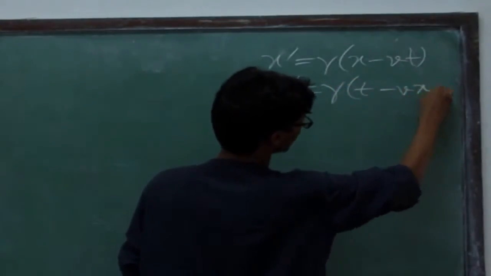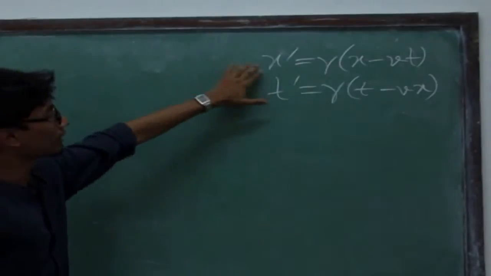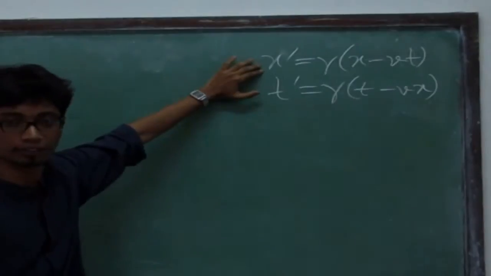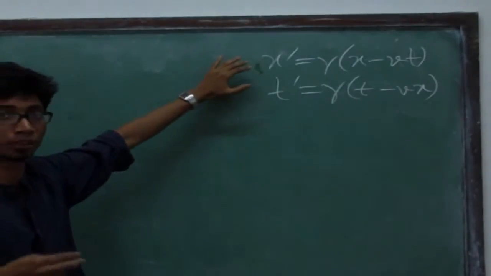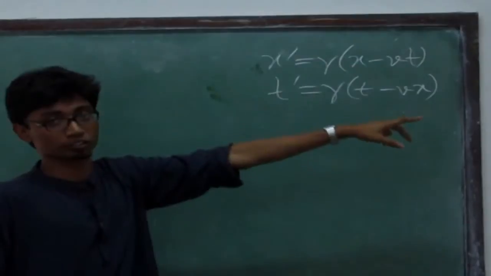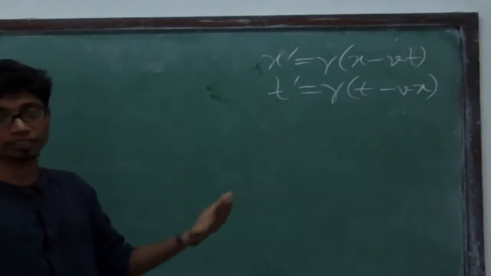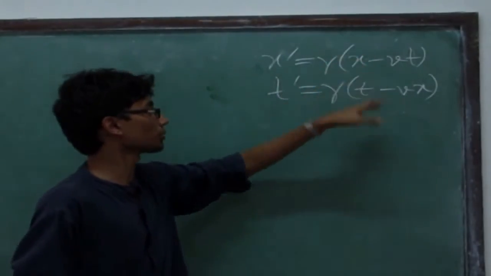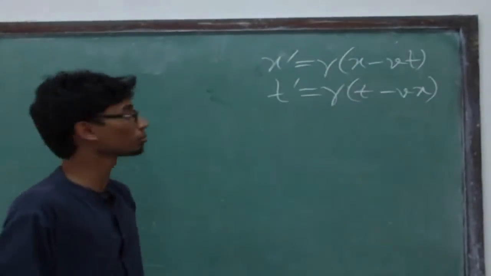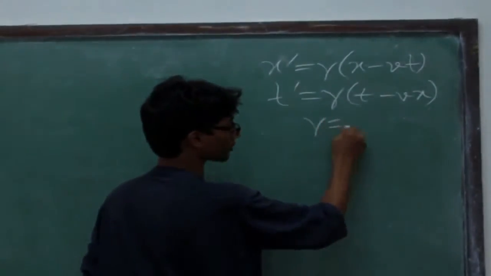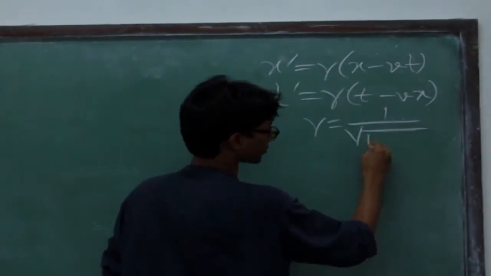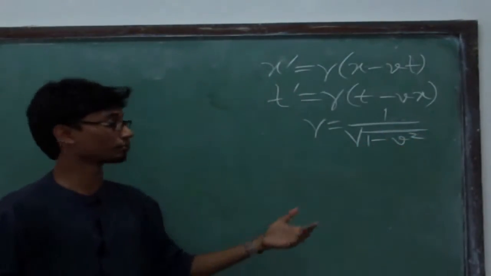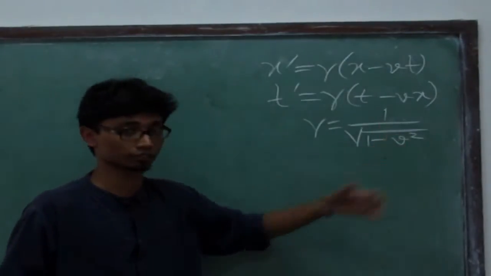That is my transformation. x prime is the x coordinate of a certain event as measured from a moving frame, moving with a velocity of positive v toward that of positive x, and t prime is the time coordinate of the event in the primed coordinate, and x and t are the corresponding coordinates in the non-moving frame. Gamma stands for, of course, everyone knows about gamma, root over 1 minus v square. I write v square because I have taken v as v by c.